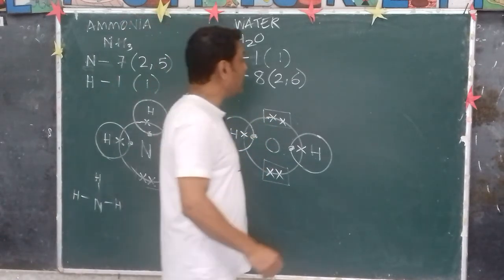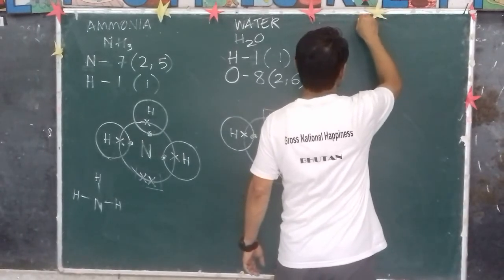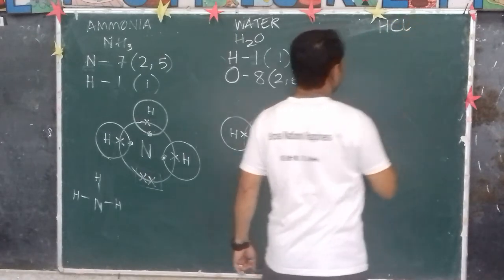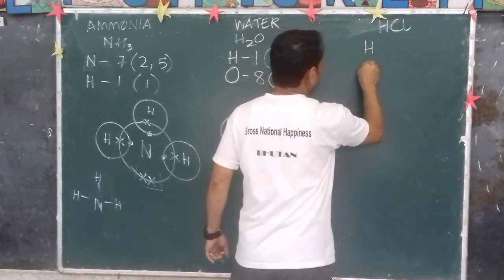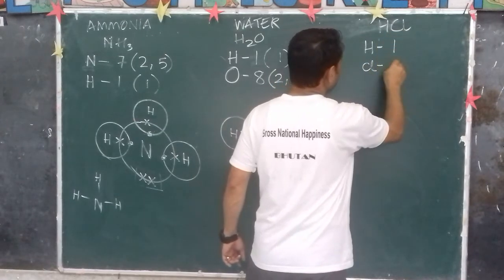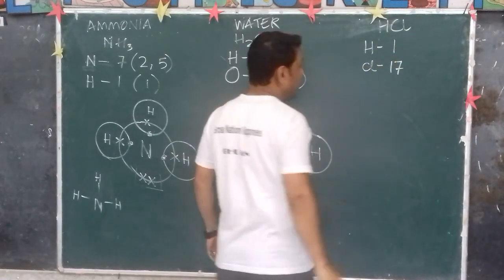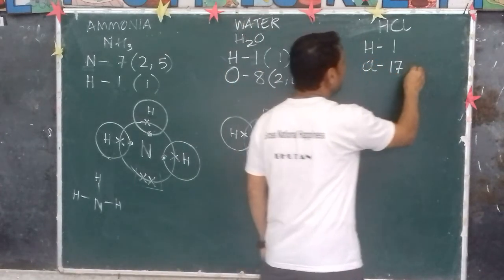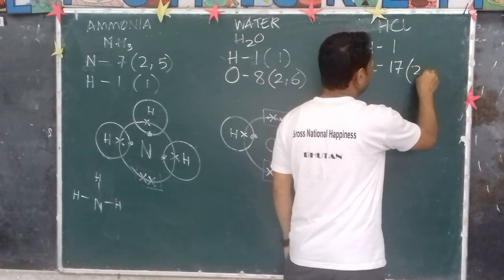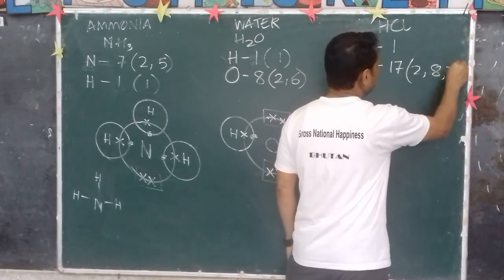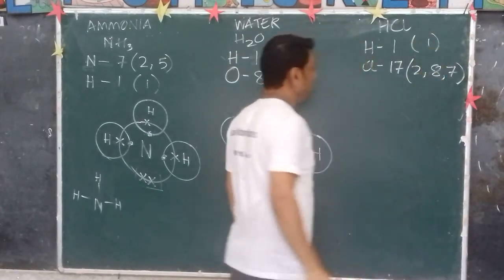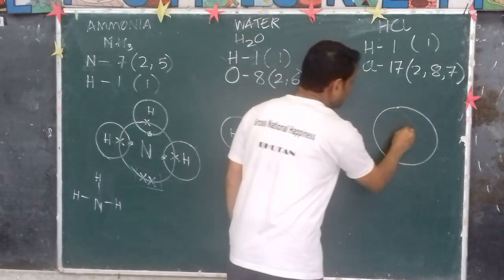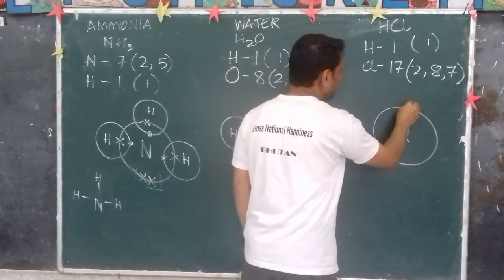Now we'll talk about hydrogen chloride or HCl. It is between hydrogen and chlorine. Hydrogen will have one electron, whereas chlorine will have 17. Atomic number is 17, so chlorine will have seven electrons in the outermost shell or valence shell, 2, 8, 7, and hydrogen will have only one. So now the chlorine atom will have how many electrons? 7.